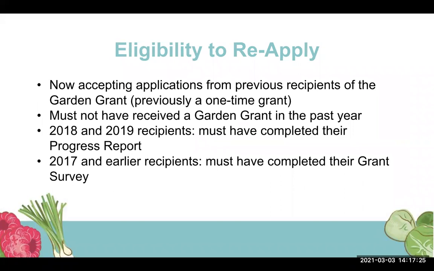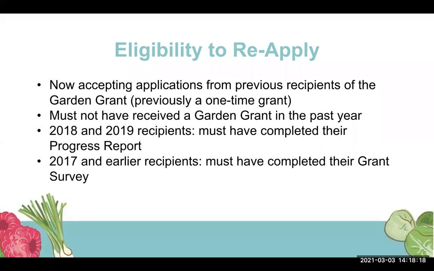So in the past year or so, the last time we ran this program right before COVID, we opened up the grant to previous recipients being able to apply again. So if you've received a Whole Kids Foundation Garden Grant in the past, you are eligible to apply again, contingent on a handful of factors. One being that you've completed your follow-up documentation, so that might be a progress report, or if you're an earlier recipient, we do utilize a shorter grant survey to touch base with recipients. And then the other is if you've received your last garden grant in the past year or in the past cycle, for a situation like now where we're a little bit delayed, then you are not eligible. You would just have to wait until our next cycle.